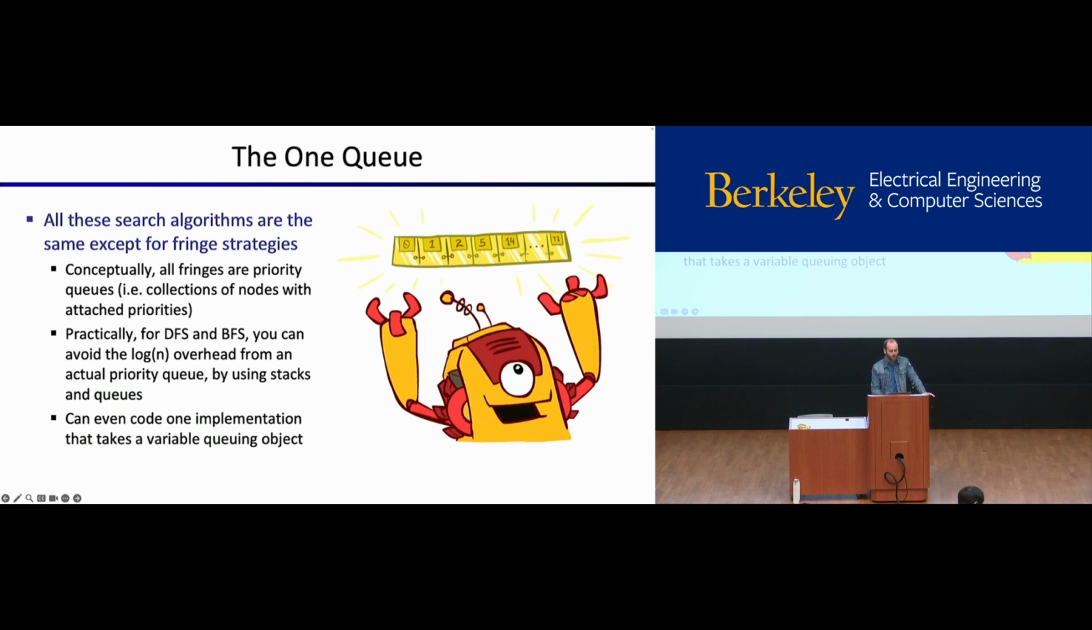All these search algorithms are the same except for their strategy for what they do on the fringe. So depth first search is removing the one that was put on last. Breadth first search is removing the one that was put on first. And uniform cost search is removing whichever one has the lowest cost so far. So the implementation for this is 90% the same. It's just a question of which one you're removing from the fringe.